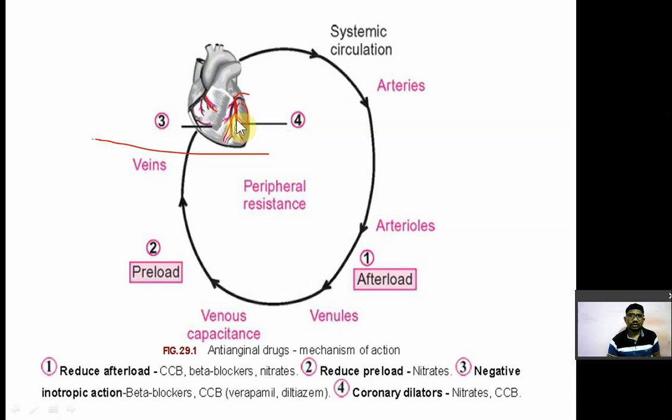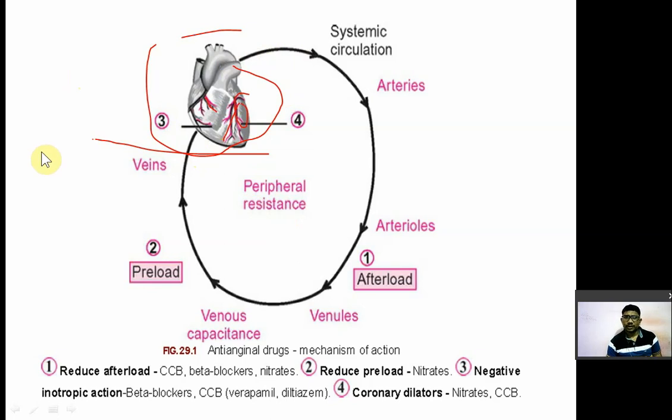So what are the treatment approaches? The first one will be vasodilation. The second one will be a decrease in the lipid content, or anti-hyperlipidemic drugs. Okay, these are the two. Then there are certain other approaches. You can decrease the workload of your heart. How can you decrease the workload?